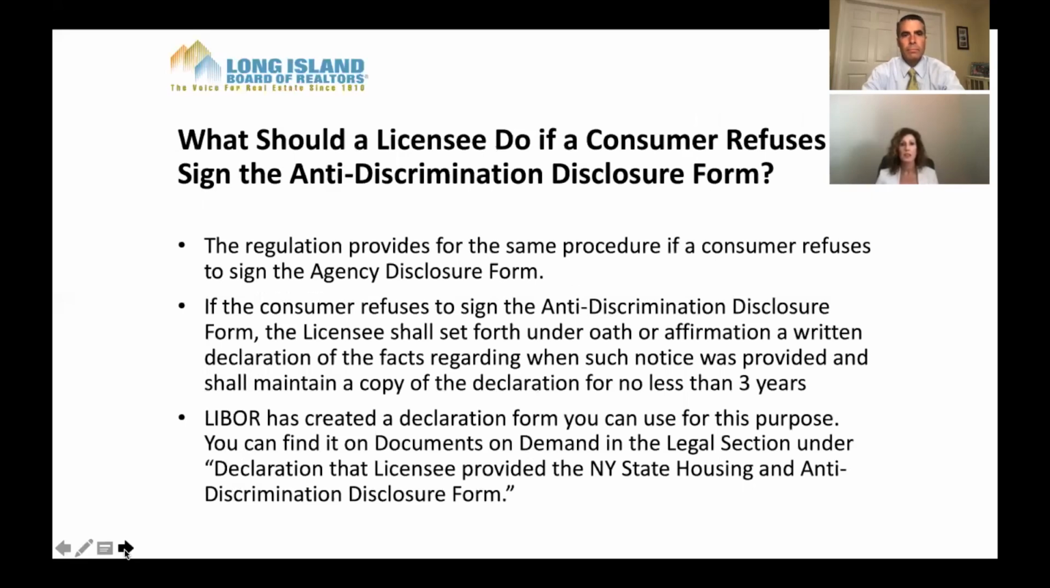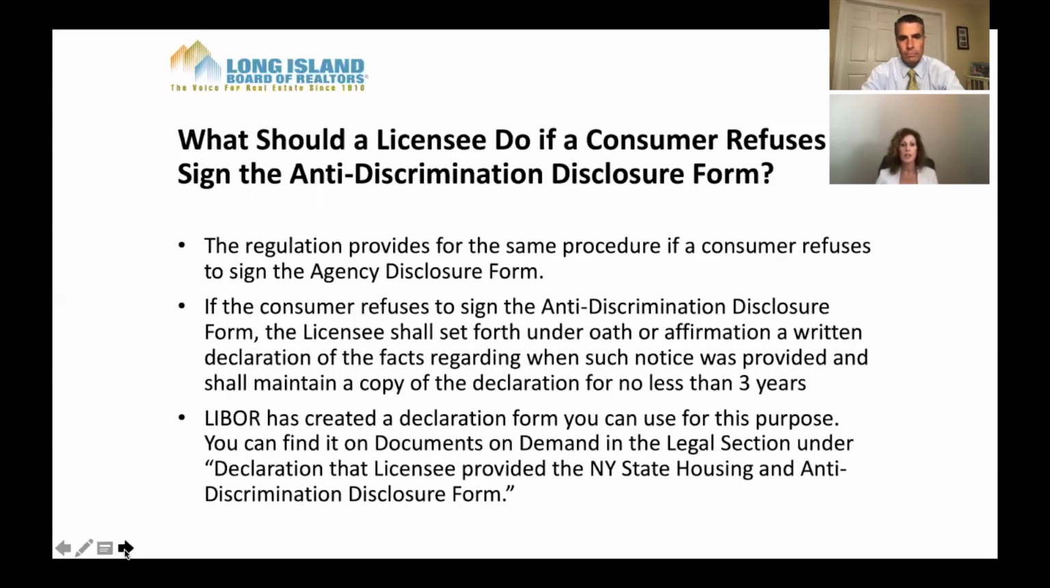What should a licensee do if a consumer refuses to sign the anti-discrimination disclosure form? The regulation provides for the same procedure if a consumer refuses to sign the agency disclosure form. If the consumer refuses to sign the anti-discrimination disclosure form, the licensee shall set forth under oath or affirmation a written declaration of the facts regarding when such notice was provided and shall maintain a copy of the declaration for no less than 3 years.